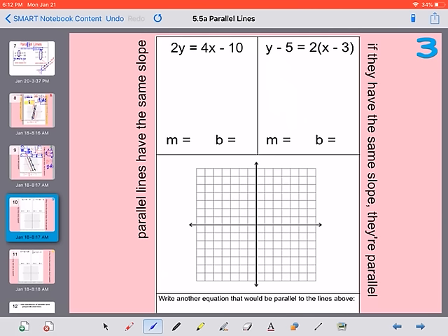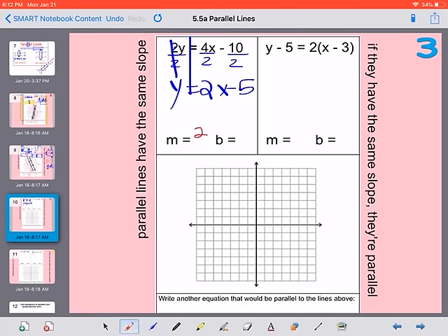So first we're going to solve for y. So just the opposite of multiplying by 2 is divide by 2. Remember, when we divide, we divide every number. So we have y equals 2x minus 5. So our slope is 2, or as a fraction, 2 over 1. And b is a negative 5.